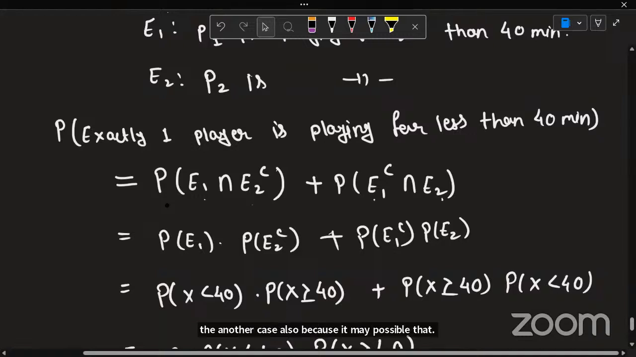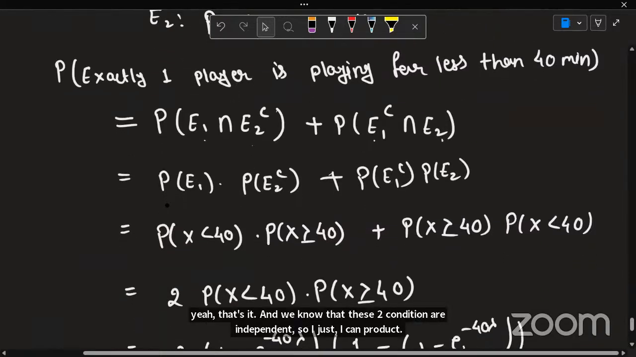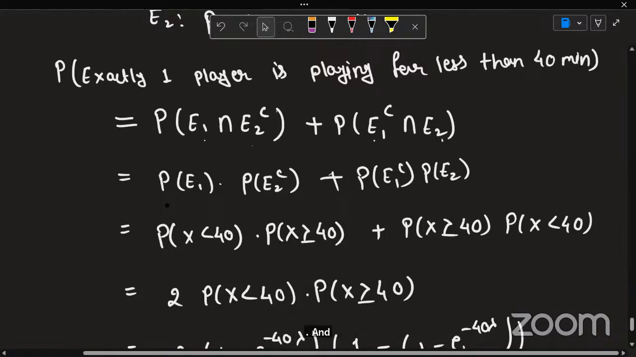Fine. So yeah, that's it. And we know that these two conditions are independent, so I can take the product for the intersection part. Okay. And then E1 is the probability that player 1 is taking less than 40 minutes, so it is probability X less than 40.